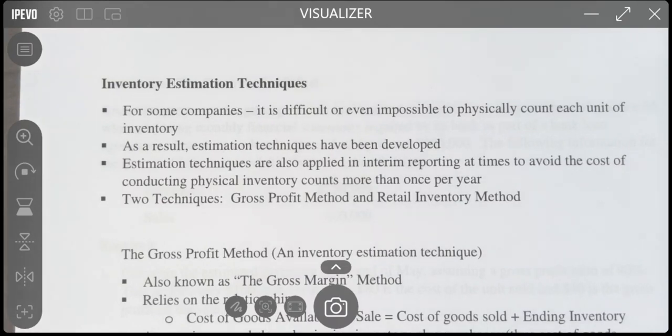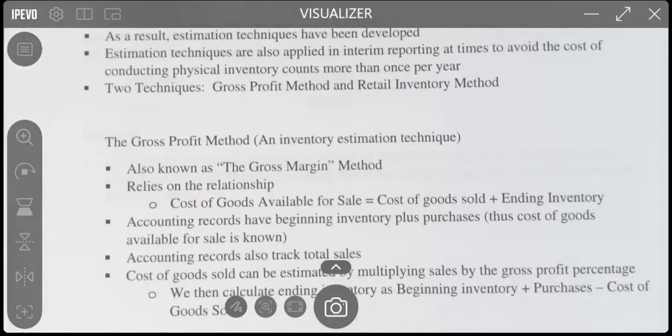For some companies, it is difficult or even impossible to physically count each unit of inventory. As a result, estimation techniques have been developed. Estimation techniques are also applied in interim reporting at times to avoid the cost of conducting physical inventory counts more than once per year. Two such techniques include the gross profit method and the retail inventory method. Remember, Target said in their annual report that they use the retail inventory method. Here's a little general information about both of these methods.